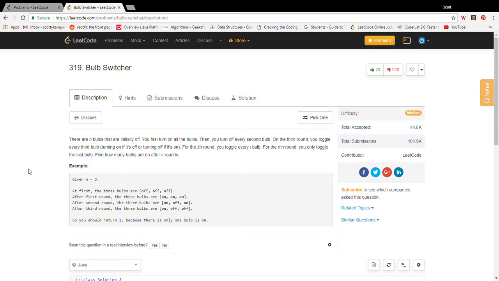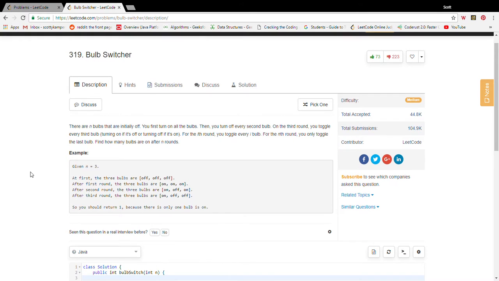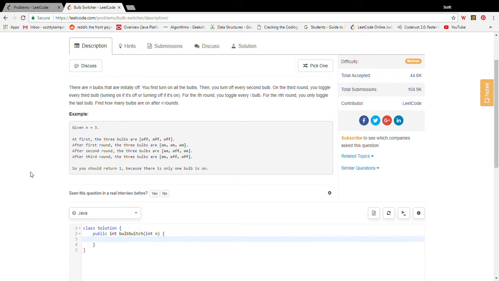So they give us an example. For n equals 3, first, they're all off, right? That's the initial state. After the first round, we turn them all on. In the second round, we toggle the second one to being off. The third round, we toggle the last one to being off. So we end up with one bulb being on.